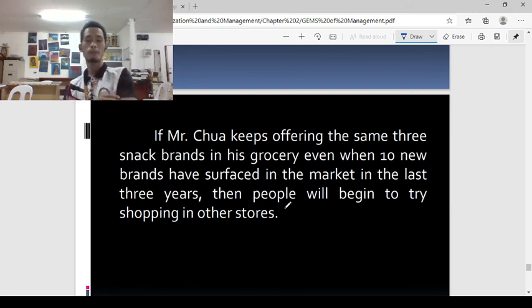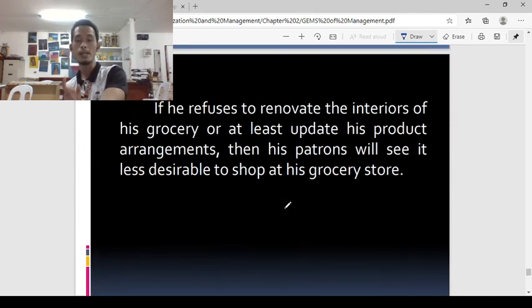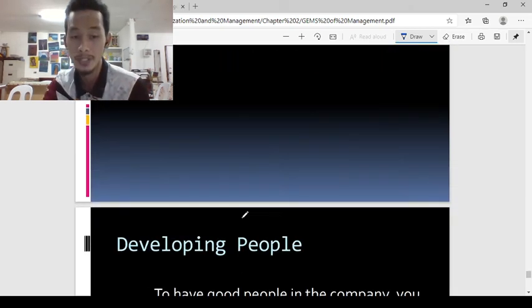For example, kay Mr. Chua, kung pirmi na siya pamalik-balik sa iyang 3 snack brands sa iyang grocery, then sa uban is naa nay 10 new brands. Diba? Wala na siya naka-cope up sa business environment. Then mawala na siya customer. Diba? Because customers will really patronize new, diba, trending products. Another, if he refuses to renovate the interiors of his grocery or at least update his product arrangement, then his patrons will see it less desirable to shop at his grocery store.